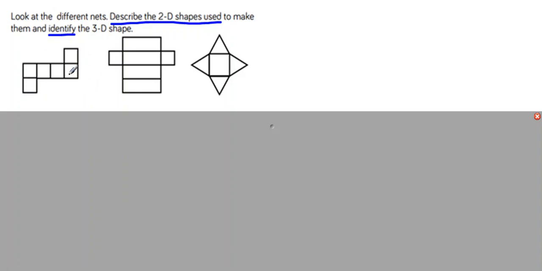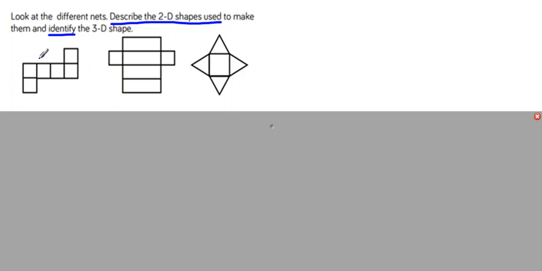Okay? So this one here, one, is made up of 1, 2, 3, 4, 5, 6 squares. Because remember, it's made up of these 2D shapes. And when we fold it all up and put it together, it creates a cube. Okay? So that's all this means. It means tell me what 2D shapes and how many of them have been used to create it, and then tell me what the 3D shape is once it's folded back together.